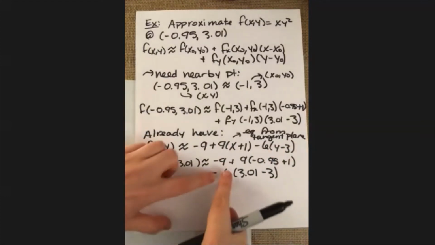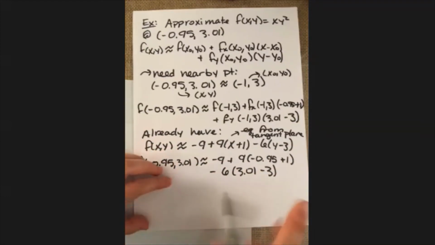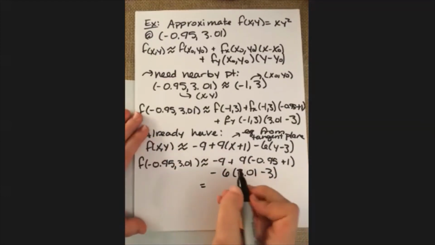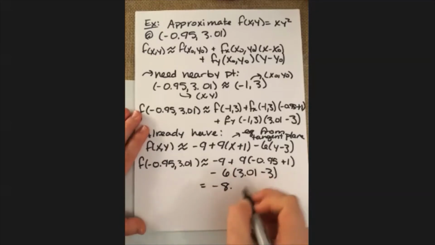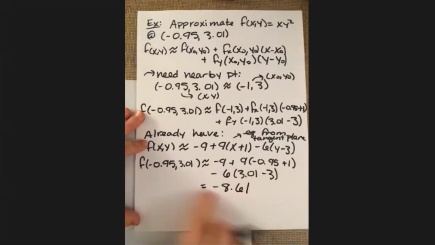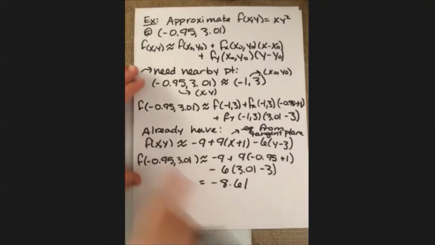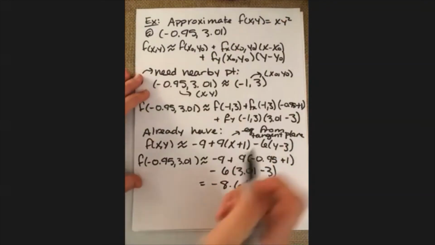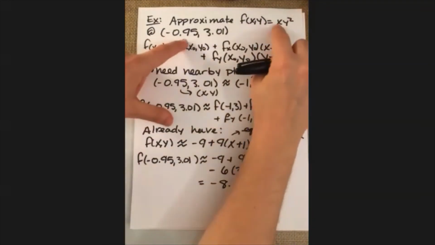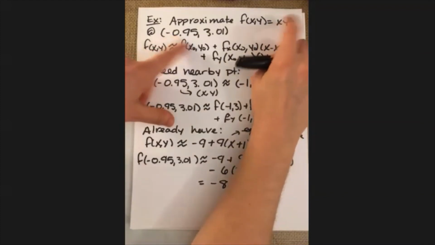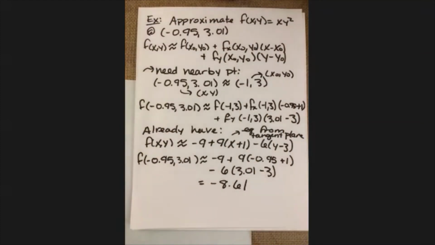And at this point, all you've got to do is throw all of this into your calculator, and that's going to give you negative 8.61 as the approximate value for this right here, plugging in negative 0.95 for x, and then 3.01 for y there.